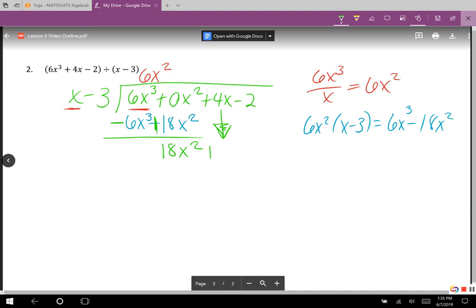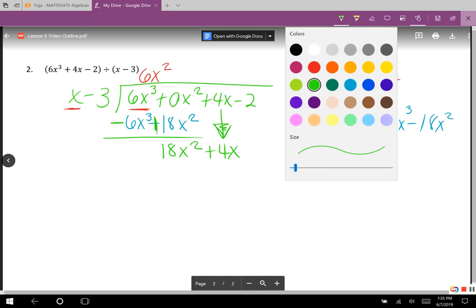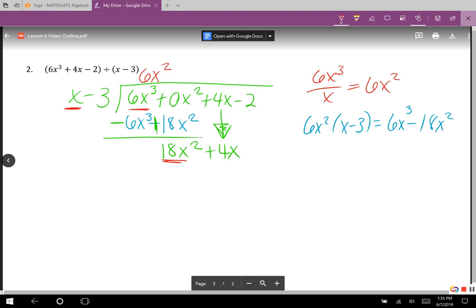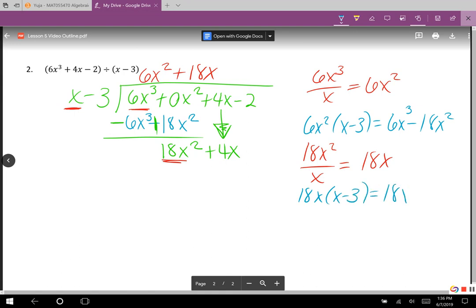All right, so now we repeat the process. First terms only. So what is 18x squared divided by x? That's 18x. So I'm going to put down plus 18x. And then I have to find the remainder, so I have to multiply. I'm going to take the 18x and multiply that by x minus 3. That's 18x squared minus 54x. So let's jot that down. We've got 18x squared minus 54x.